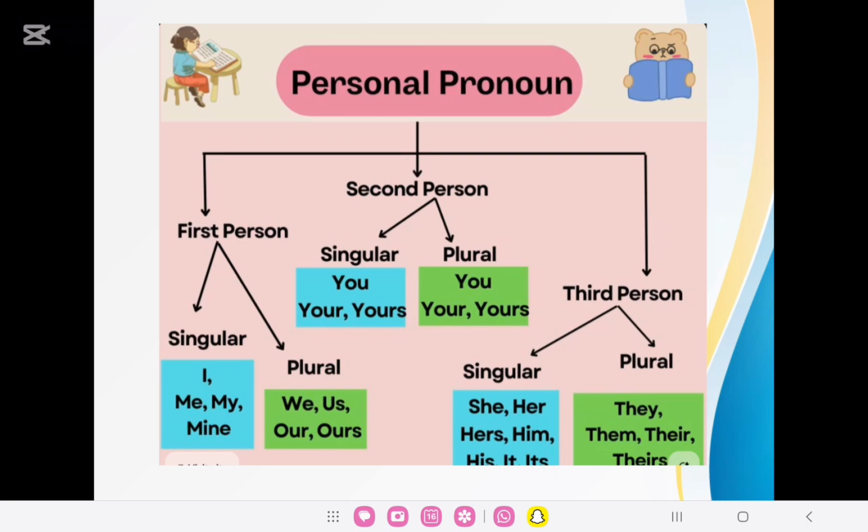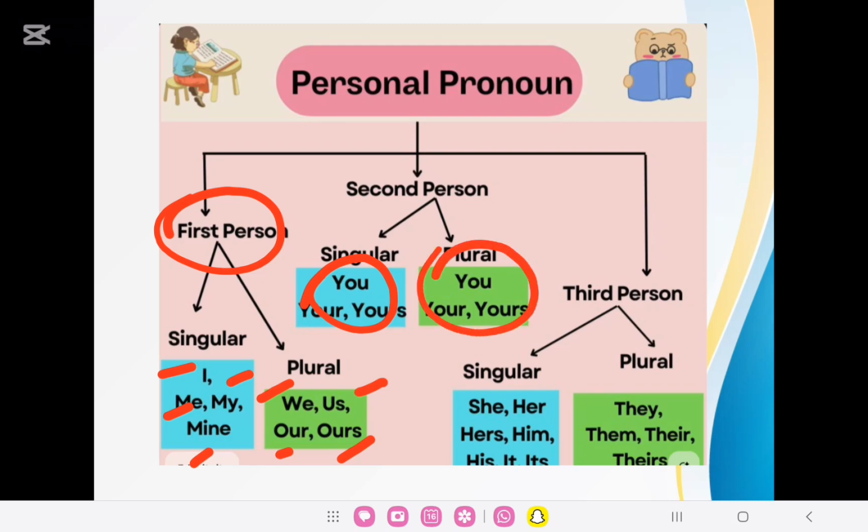These are personal pronouns. When we talk about first person, this is first person singular: I, me, my, mine. All these kinds of pronouns are written here. Then in plural we have we, us, our, and ours. Second person singular: you, your, yours, and in plural we have you, your, yours, same. Third person: she, her, hers, him, his, it, its. These are singular, and in plural we have they, them, their.